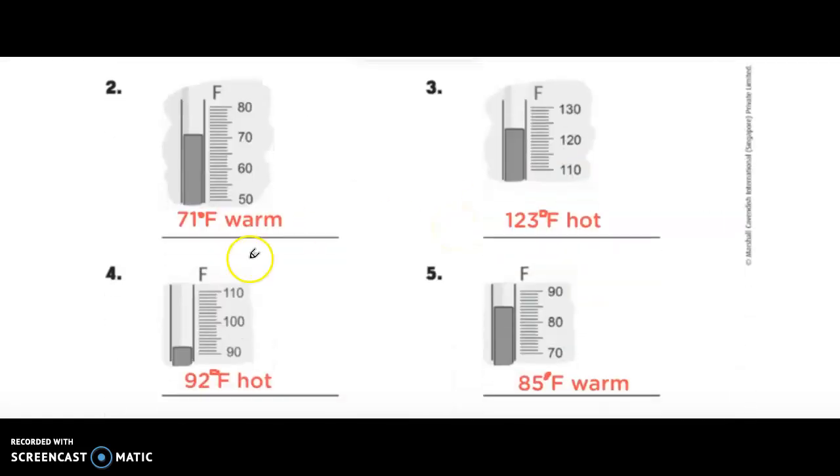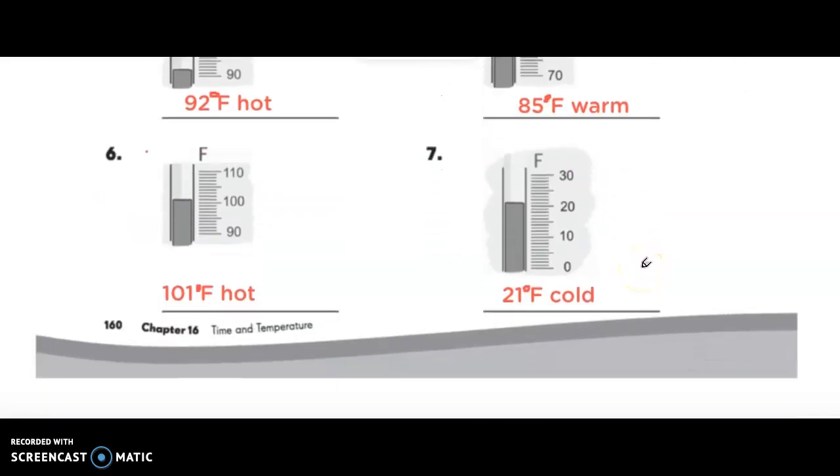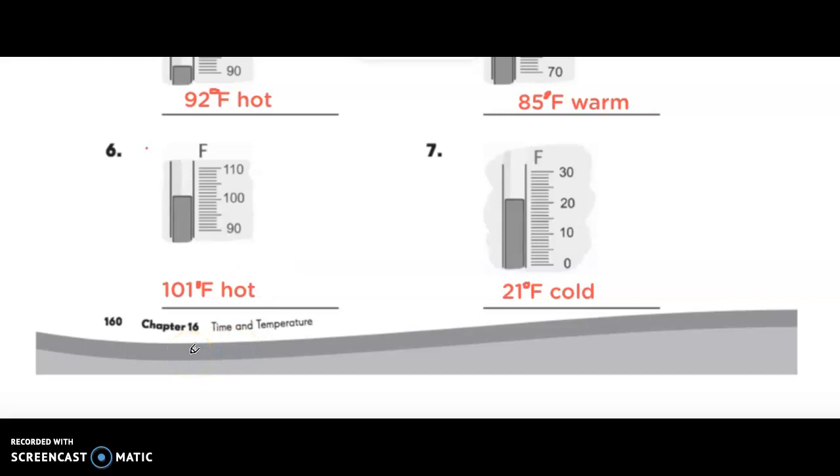For number 2 on the next slide, 71 degrees Fahrenheit, that is warm. Number 3, 123 degrees Fahrenheit, that is hot. Number 4, 92 degrees Fahrenheit, that is hot. Number 5, 85 degrees Fahrenheit, that is warm. 101 degrees Fahrenheit, that is hot. And 21 degrees Fahrenheit is cold.